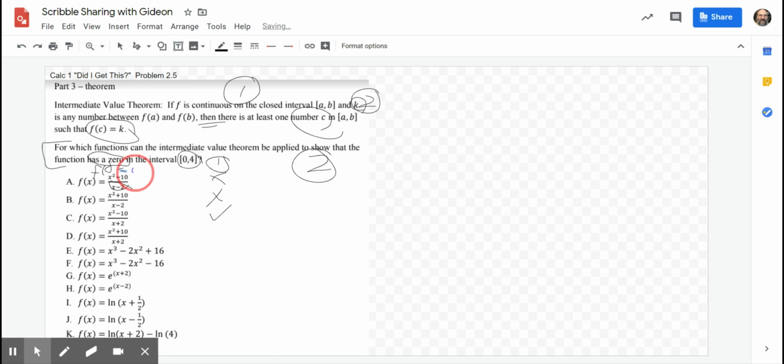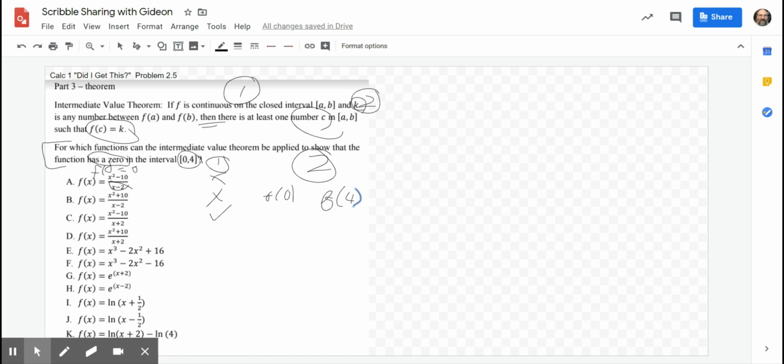So, okay, f of c is going to be 0, but only if rule 2 is fulfilled. Rule 2 is that k, which is 0, has to be between f of a and f of b. Oh, so we need f of a and f of b to have 0 between them. So let's figure out f of a and also figure out f of b. Well, a is 0, and b is 4. And let's see what they are for this function in part C.